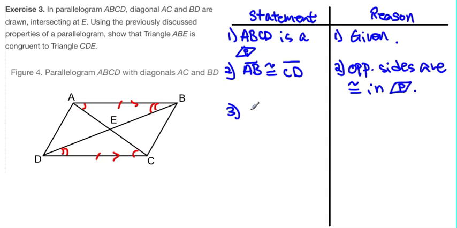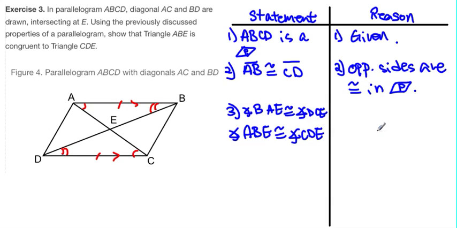Number 3, once again, angle BAE is congruent to angle DCE, and we use the same argument for angle ABE is congruent to angle CDE. Now, in order for us to talk about this, we have to state that line segment AB is parallel to CD. So let us try to put that in right over here.